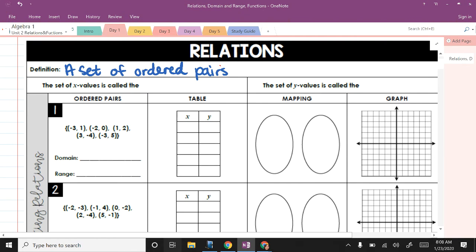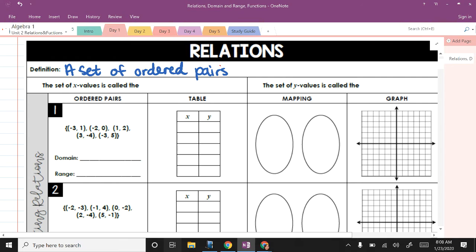So, anybody said something about a relation? That's all it is, a set of ordered pairs. We can represent a set of ordered pairs 4 different ways. There's 4 major types of ways. The first one is just a listing of ordered pairs. Okay? We can put them in a table. We can do a mapping, which is basically 2 ovals, or we can graph the points. All right? So, I'm going to do the table first.